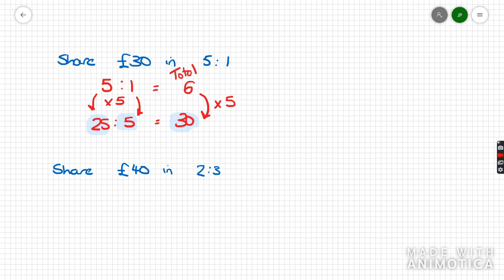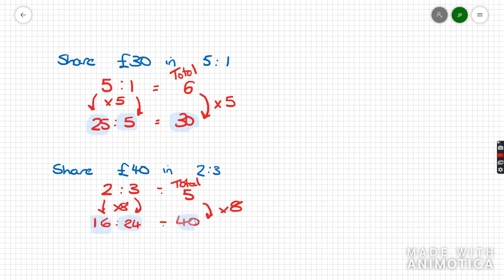Last one, just have a quick look at. Sharing £40 in 2 to 3. So my ratio of 2 to 3, if I give £2 to one person, £3 to someone else, I give out £5 in total. I've got £40 to give out overall, so I need to do this 8 times altogether. So I'm going to times both of my numbers here by 8. So I will end up with 16 to 24. Just do our double check. 16 add 24 does give me 40, so I'm happy.